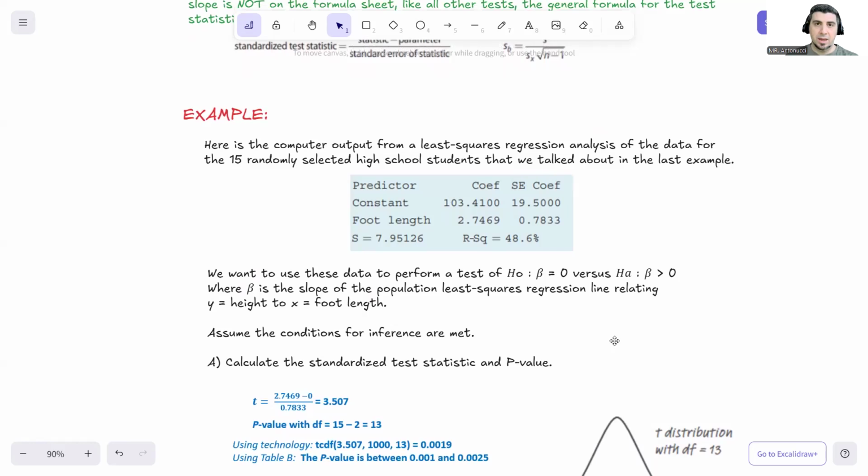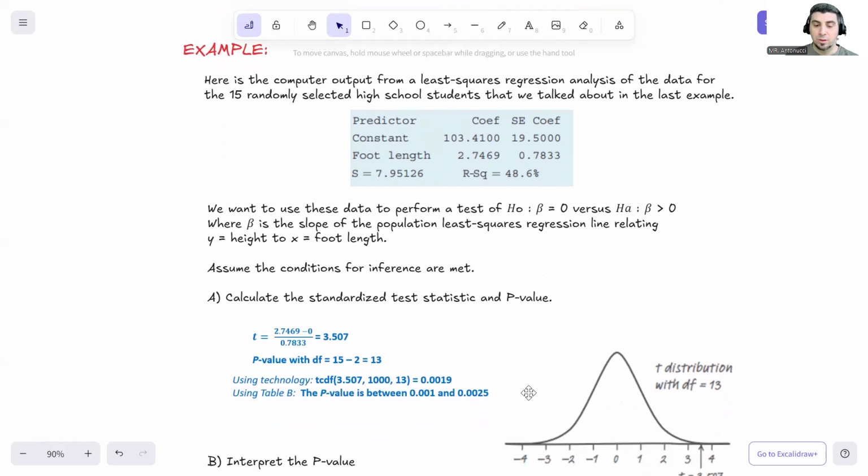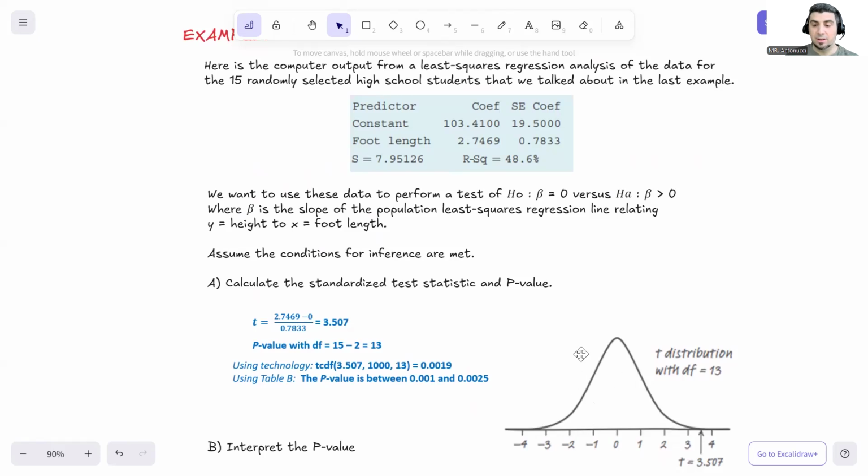And then if we do a t cumulative density function on the calculator with the t statistic, upper bound is 1,000, and then the degrees of freedom, you get 0.0019. So if we look at our distribution here, this is what we're talking about. This is a t distribution with 13 degrees of freedom. Our t value is 3.507, and so we're getting the probability of that value or more, which is 0.0019, which is a little less than 0.2%. Had you used table B, you would have got something between 0.001 and 0.0025.